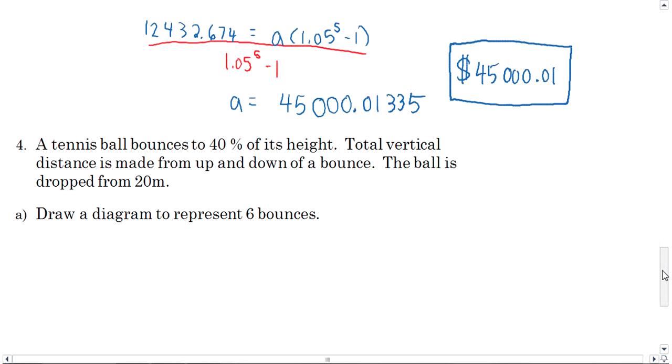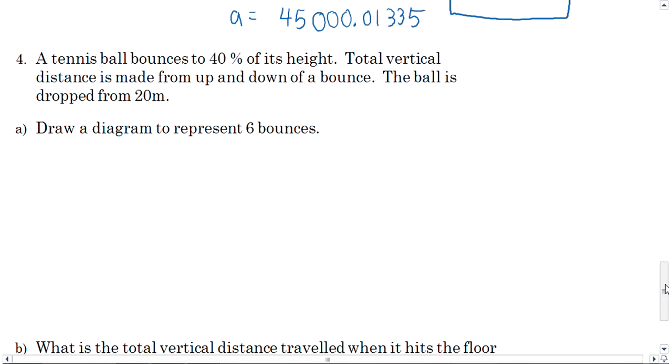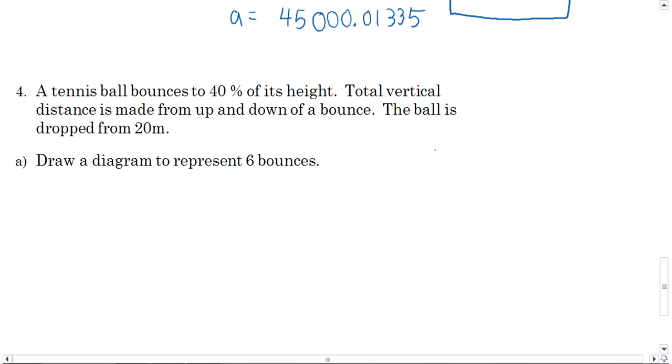Alright, our last example. We're almost done here. Thanks for hanging in, everybody. A tennis ball bounces to 40% of its height. Total vertical distance is made from up and down bounce of a ball. The ball is dropped from 20 meters. Draw a diagram to represent 6 bounces. I love these ones because you can draw a little bit here.